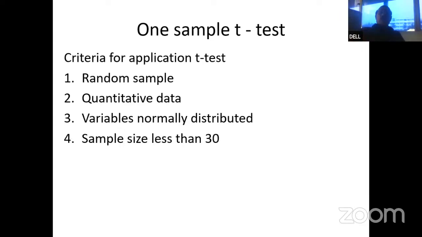Here are the criteria for the one sample t-test. It should be a random sample. It should also be quantitative, because the mean is related to a variable. The variables are normally distributed, and the sample size is less than 30. Normally distributed in the sense that whatever sample you are drawing is independent and identically distributed, which represents the normal distribution.